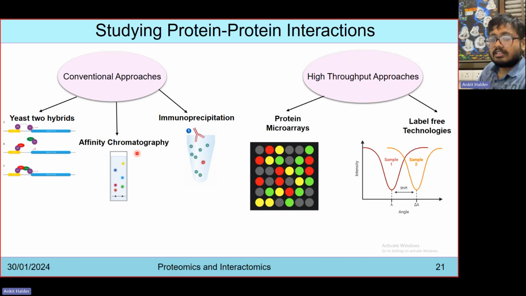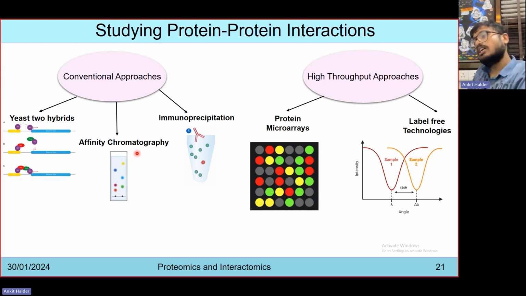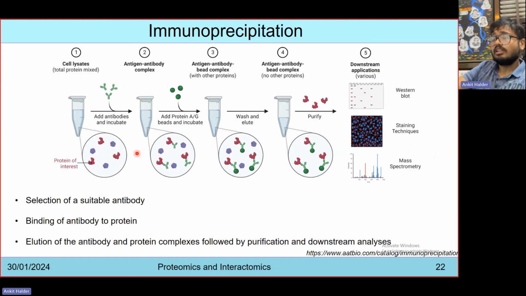But there are also some conventional approaches which are very easy to use, have a much simpler protocol, and do not necessarily need a costly, expensive setup, which we will be looking into. Okay, so among the conventional methods, one is immunoprecipitation. Immunoprecipitation can be used in a very robust way.